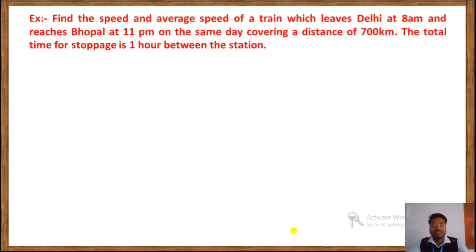Now let's solve one example and you try to understand the concept. Find the speed and average speed of a train which leaves Delhi at 8 am and reaches Bhopal at 11 pm. 8 am is morning and 11 pm is night. On the same day, covering a distance of 700 kilometers. This is the distance given here. The total time for stop is 1 hour between the stations.